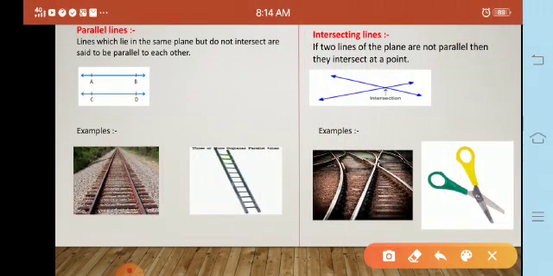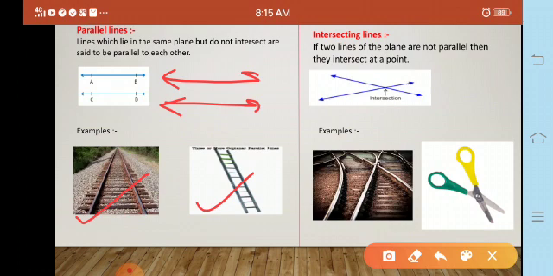Parallel lines. Lines which lie in the same plane but do not intersect are said to be parallel to each other. See, this line AB and line CD. They are not intersecting at any point. That's why these lines are said to be parallel lines. Take the example of a railway track and a ladder.